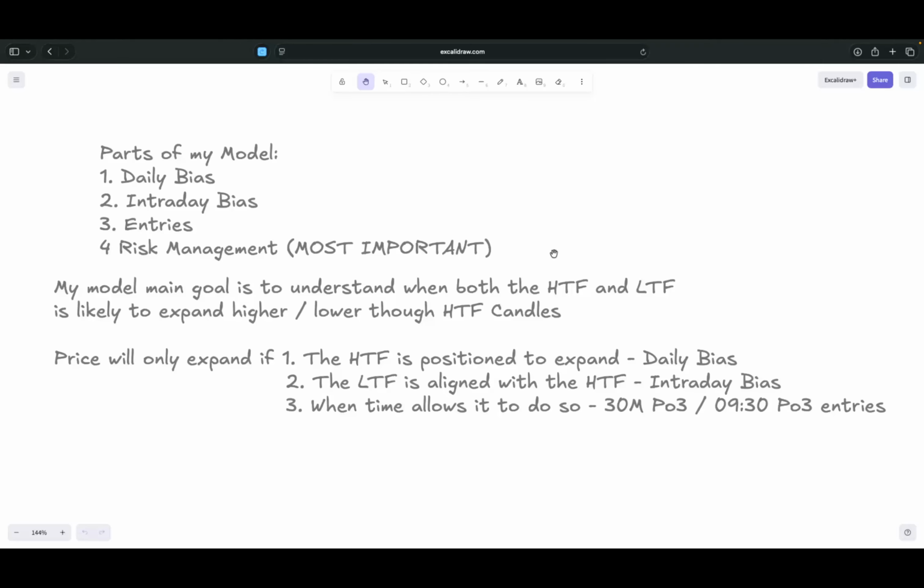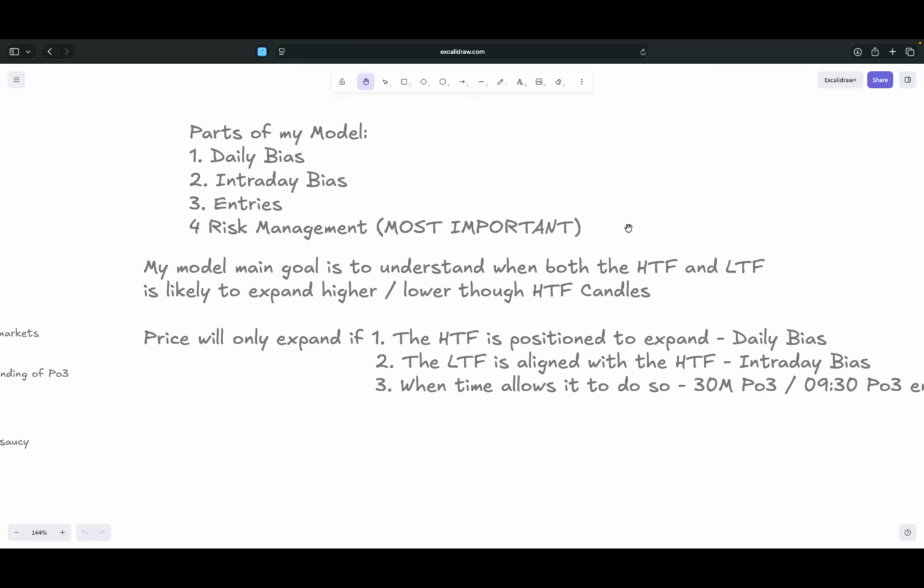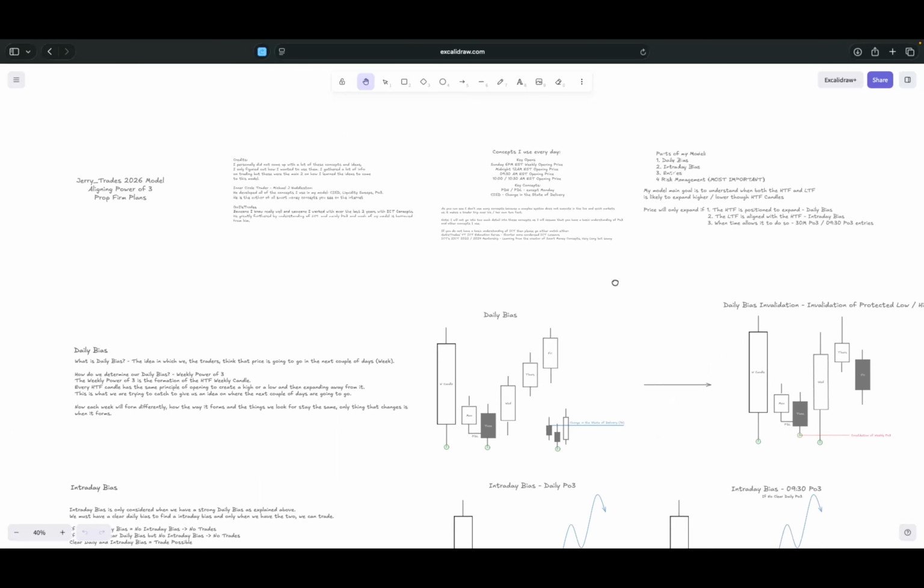So price will only expand if, 1, the higher time frame is positioned to expand. That's your daily bias. I'll explain how the power of 3 comes into that. 2, lower time frames align with the higher time frame, that's intraday bias. And 3, when time allows it to do so, the 30 minutes / 9:30 power of 3 entries. So that's all the gist. Now we can go into diagrams.